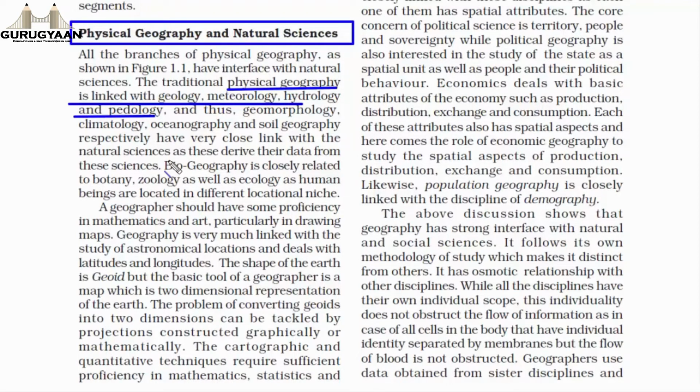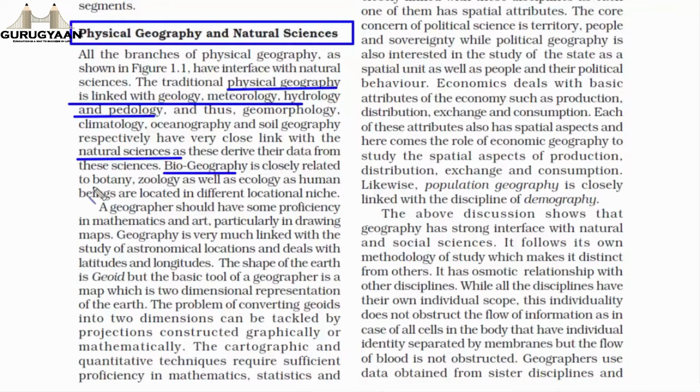And then we have meteorology. Meteorology deals with climate, and hydrology deals with water, ocean bodies. And then we have pedology. Pedology deals with soil. And these all have a very close link with natural sciences. So again, always remember, whenever there is a term called natural sciences, this is talking about the physical aspect of the Earth. And then there is another term called biogeography.